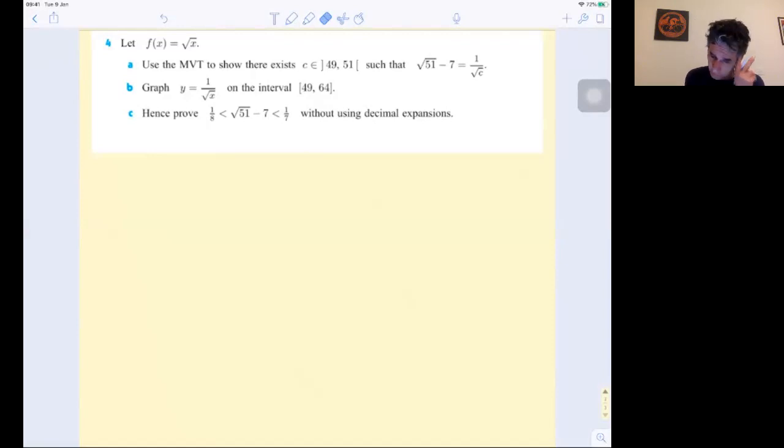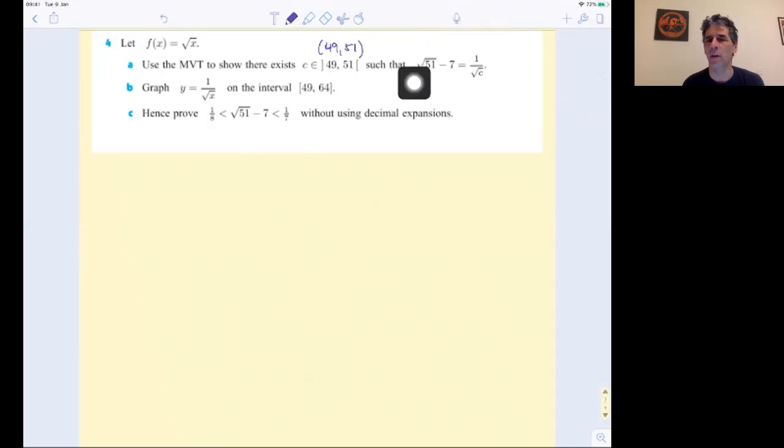This question says to use the mean value theorem to show that there exists c in the open interval between 49 and 51, such that the square root of 51 minus 7 is just 1 over the square root of c. Now that seems kind of weird. We're working with this square root graph. So what I would do in this question is simply apply the mean value theorem and see if something like this comes up.